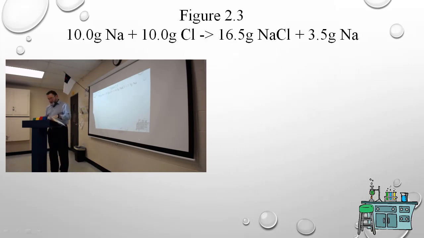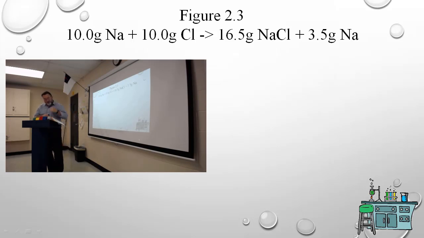So on figure 2.3 on page 55, we take these same ideas and we just make it a little harder, but same concept. Let's just build this up a little bit more. In figure 2.3, from left to right, you see that there's 10 grams of sodium and 10 grams of chlorine that makes 16.5 grams of table salt, sodium chloride, and 3.5 grams of leftover sodium.